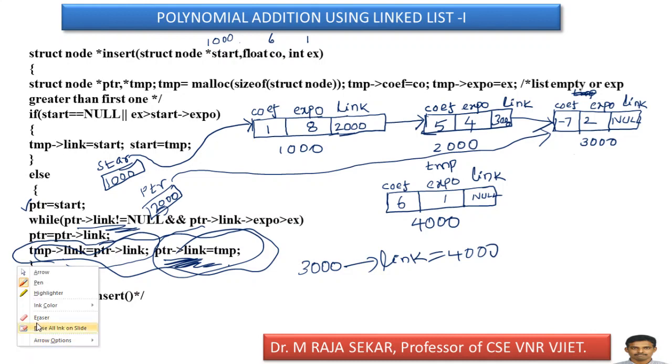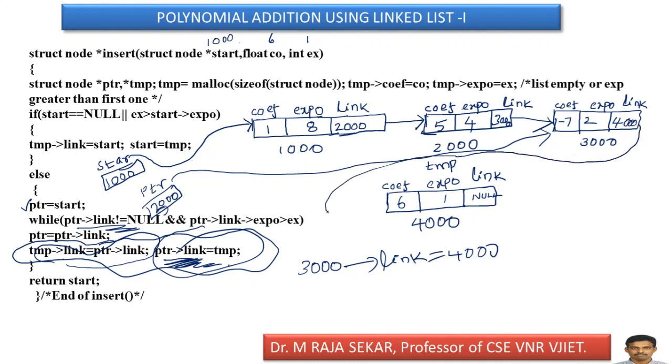Therefore, 3000 link, here I must write 4000. How can I write? Just see. First let me erase this one. Now this cannot be TMP also. Now, let me choose pen. 3000 link, this one. Here I must write 4000. Automatically, it will search for a node whose address is 4000, isn't it? Now what happens? Return start. Again you will go back. Again 1, 2, 3, 4.